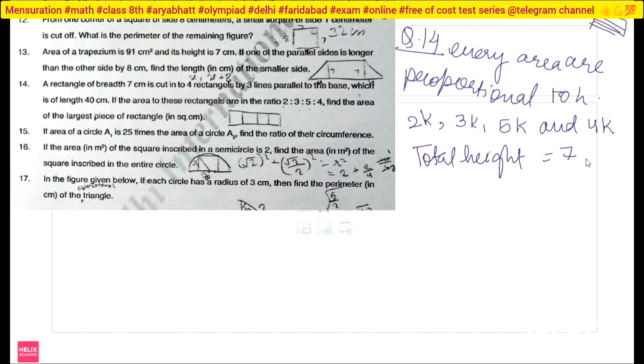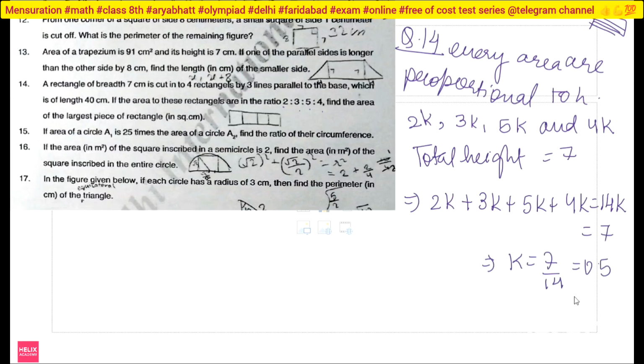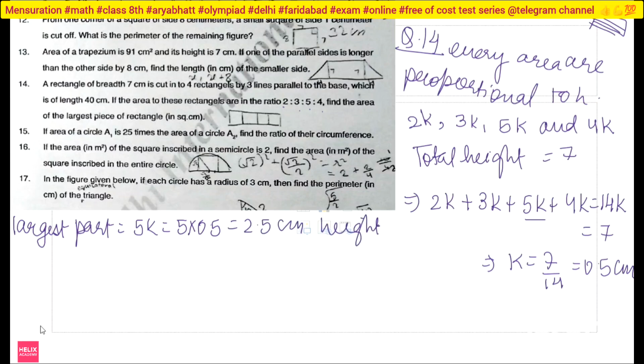Now when this happened, I can say that 2k plus 3k plus 5k plus 4k is equal to 14k, and this is equal to 7. So I can say that k is equal to 7 by 14, or 0.5 centimeter. Now I will say the largest piece corresponds to 5k, because the 5k ratio is the most. So the largest part is 5k, or 5 into 0.5, or you can say 2.5 centimeter height, right?